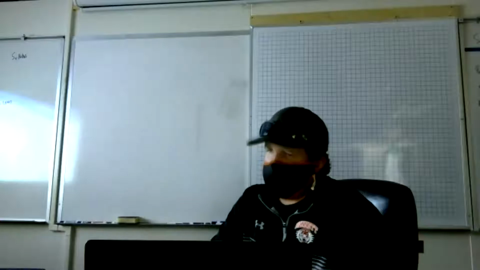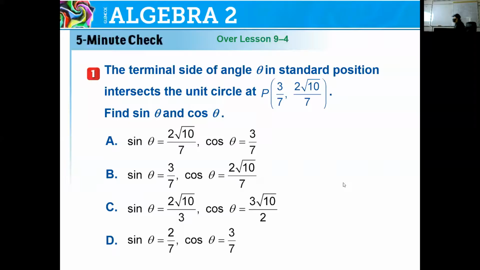Here's your 5-minute check over lesson 9.4. It says the terminal side of an angle theta in standard position intersects the unit circle at point P, which is 3/7, and then 2 square root of 10 over 7 for the y value. Find sine of theta and cosine of theta. Remember that your unit circle is the key term here.